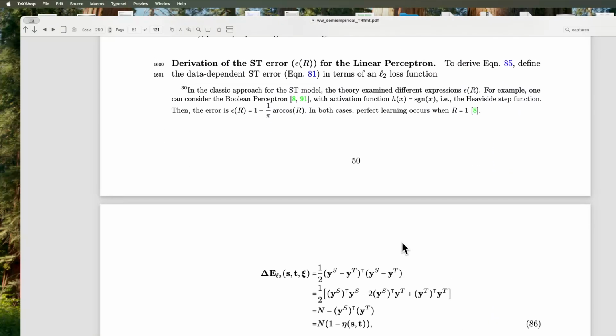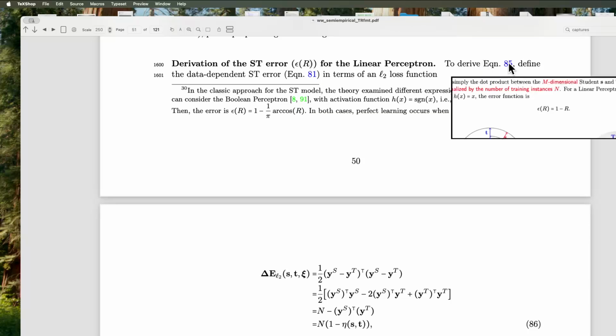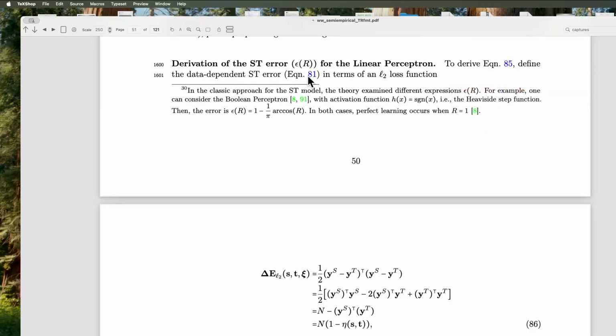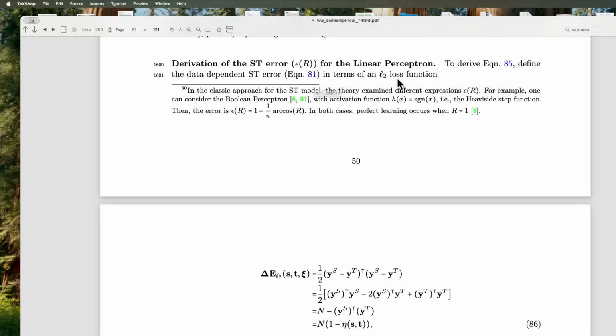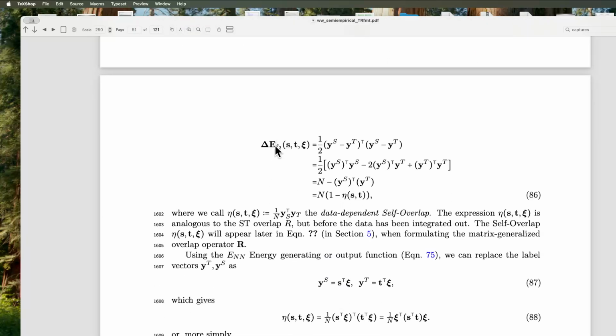Now we're just going to derive the student-teacher. And this is where the L2 loss stuff comes in. So you were asking about this. To derive equation 85, we define the data-dependent student error as this difference in terms of an L2 loss. So the error is simply 1/2 times the L2 loss, student minus teacher transpose times student minus teacher. You can expand this out so we get student transpose student minus 2 student transpose teacher plus teacher transpose teacher.